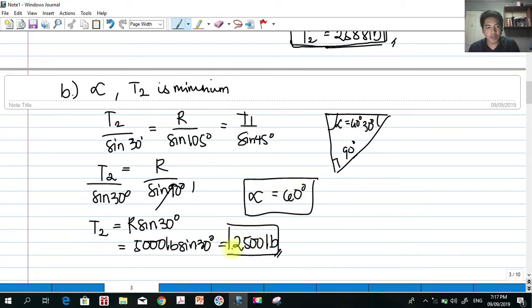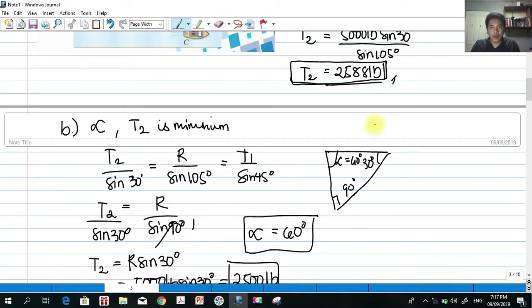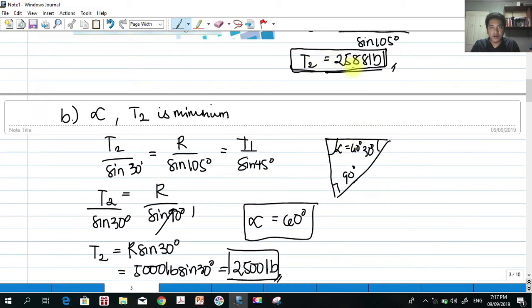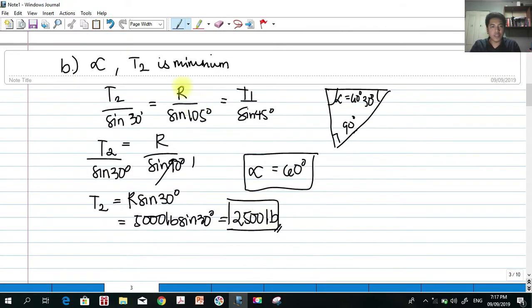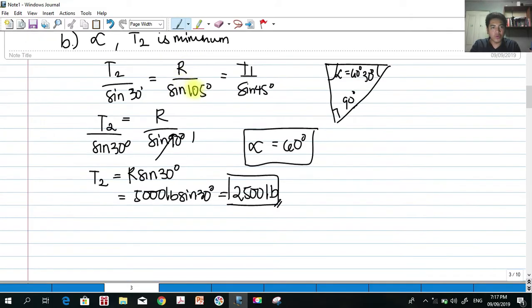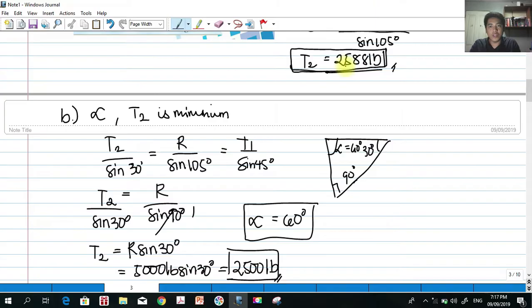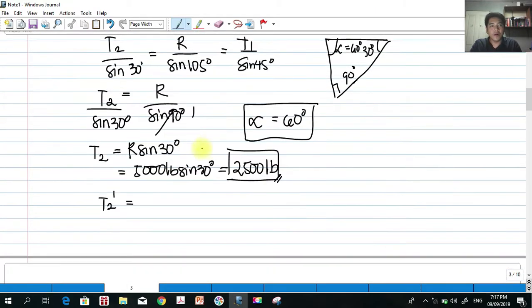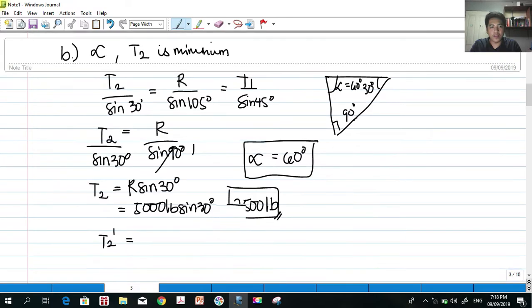So why do we say that this is the minimum value of T sub 2? Again, because you can see from here, the original value is 2,588 pounds and we have 2,500 pounds. Let's say we let this angle, call it T2 prime, be less than 90. This one is greater than 90. Then T sub 2 is a maximum, a greater value than this.